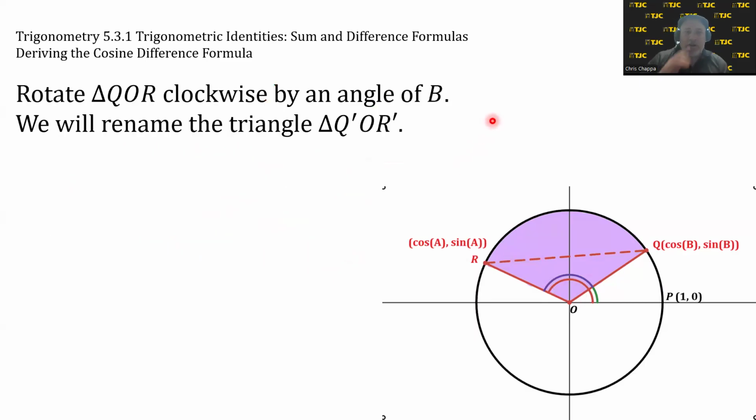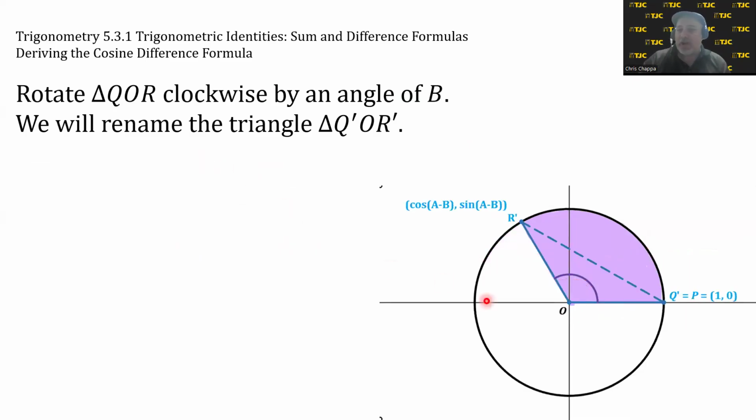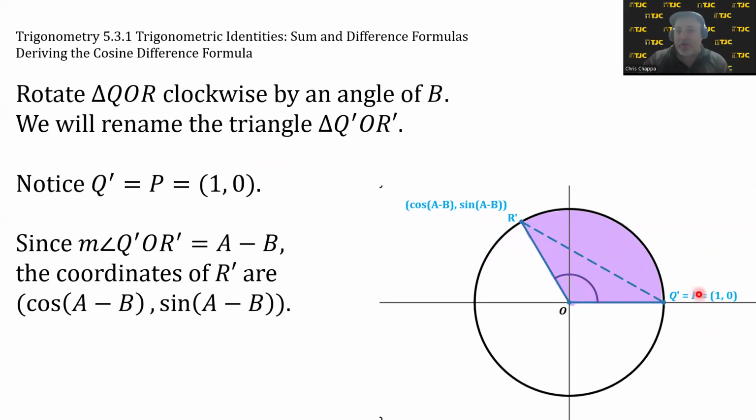Cool. Now we're going to rotate this purple segment, this triangle, by an angle of B. Remember, B was the green angle here. So if we rotate it B degrees or B radians clockwise, then this triangle is going to land on the positive x-axis, and we're going to rename it Q prime O R prime to keep track of where Q and R go. So here's the triangle rotated with Q prime and R prime. Same triangle, it's congruent. Now notice that Q prime does land at the point P, so it's 1, 0.